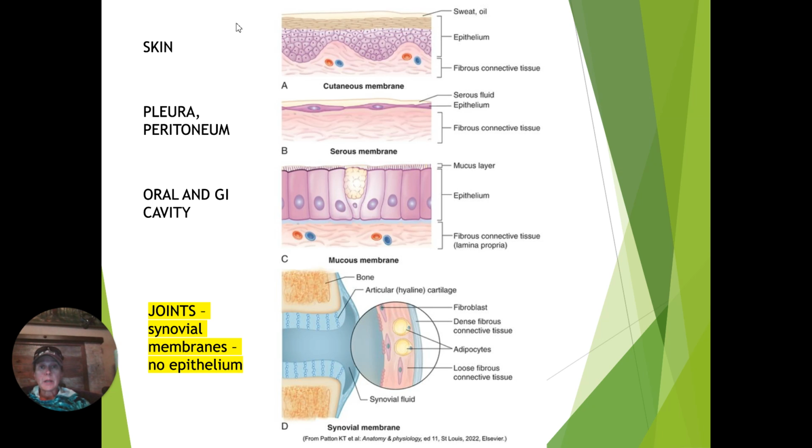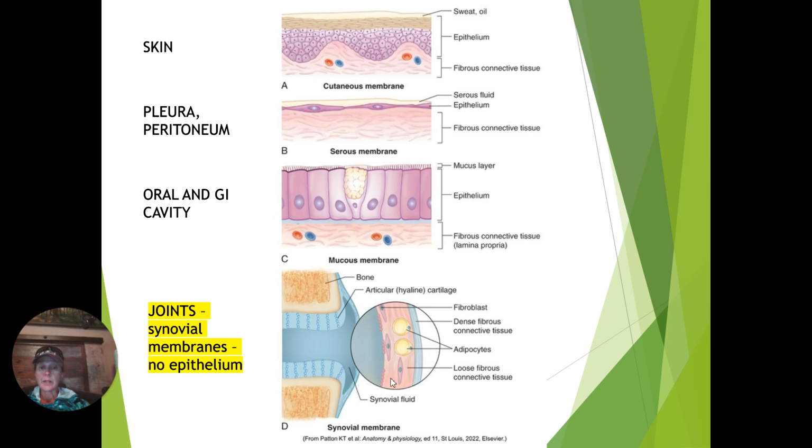So breaking down our types of membranes, guys, we have our cutaneous membrane, which is our skin, our serous membranes, which is the pleura and the peritoneum in the chest and in the abdomen, respectively. We have our mucous membranes, which line our oral cavity and the GI cavity, as well as portions of the respiratory cavity. And then we have our synovial membranes, which is our joint membranes.